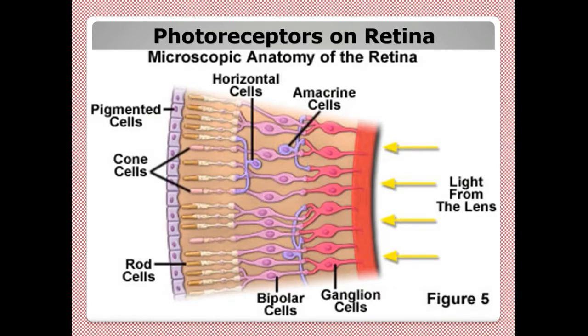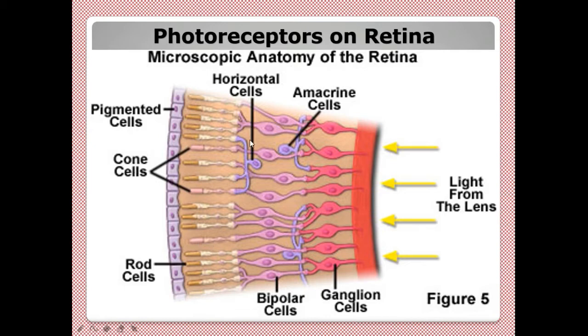So here we have the photoreceptor cells. They are located as layers on the retina. This is the enlarged portion, the microscopic view of the anatomy of the retinal cells. Already I have told you this is the pigmented cell layer. This is the cone cells. They are present in between the rod cells. These are all the rod cells, outer segment of the rod, inner segment of the rod. This violet one is the cone cell, outer segment and inner segment.